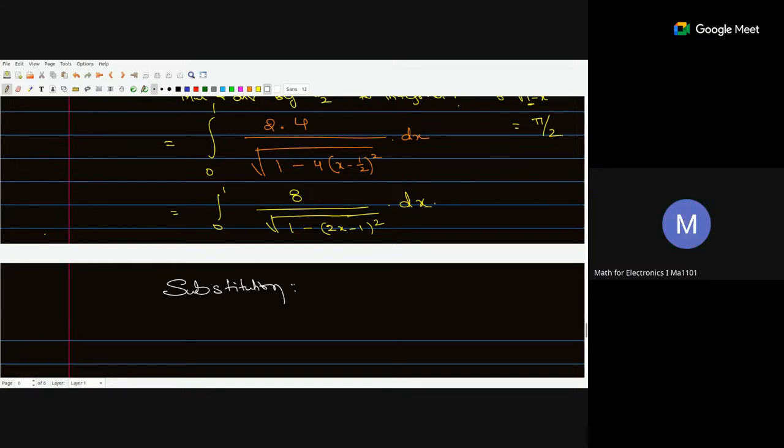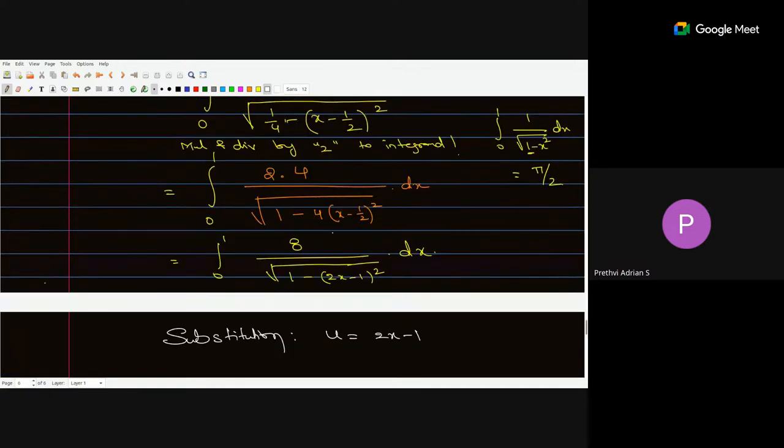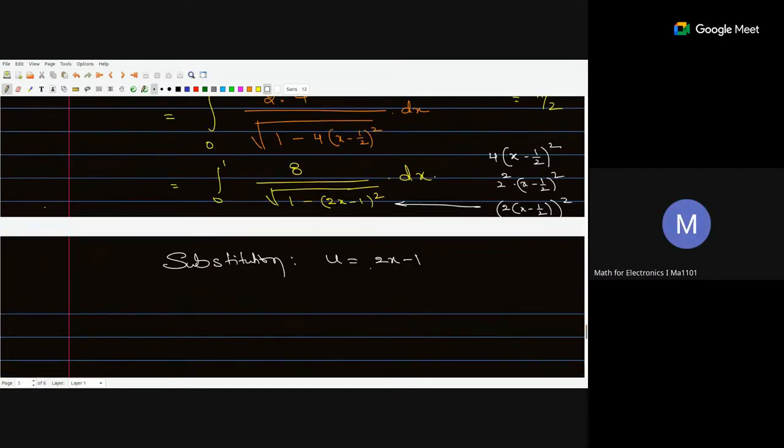Sir, in the previous step, 4 into x minus 1 by 2 whole square, how does it become 2x minus 1? So 4 times x minus half whole square, 4 I will write as 2 square times x minus half whole square. Now since they are just squares, this is 2 times x minus half whole square. Now 2 times x is 2x, minus 2 times half is 1. So this will become 2x minus 1. Yes, sir. Understood.